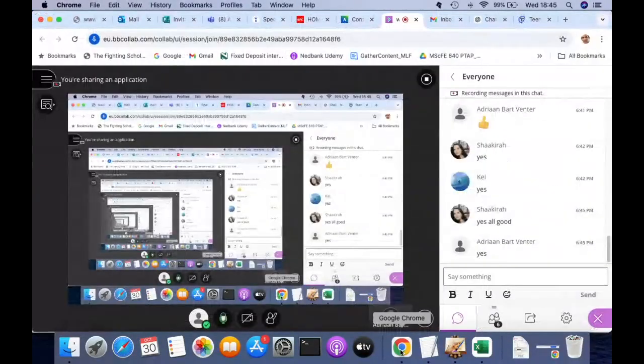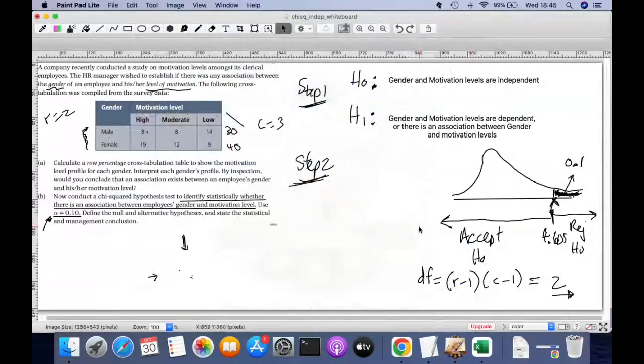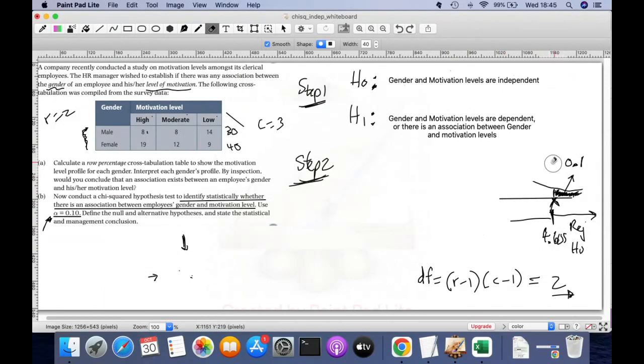Again, clear. Good. Fantastic. All right. So we found our rejection region. I'm going to write it a bit neater. 4.605. Okay. Now I'm going to remove all of this, and I'm going to show you what, for step 2, what you would need to show.